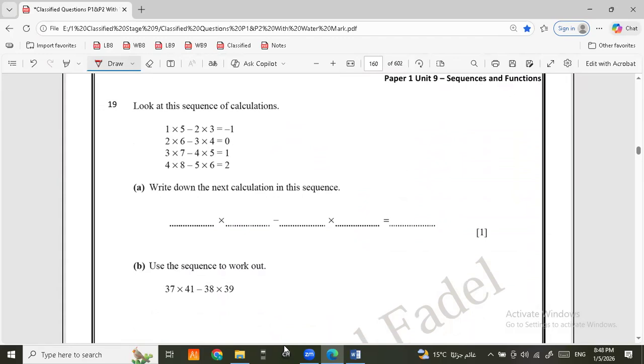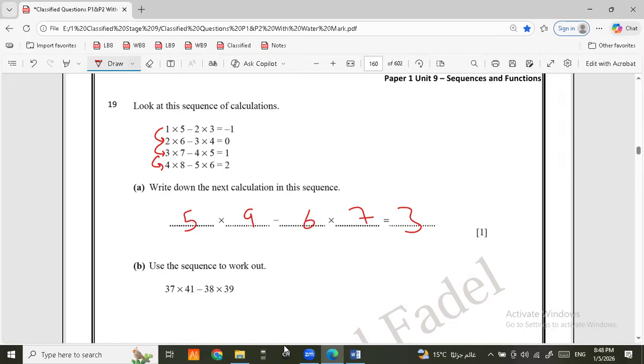This is similar to a previous question. I added here 1, then 1, 2, 3, 4. They want you to find the next calculation in the sequence, adding a 1 every time. 1, 2, 3, 4, then 5. 5, 6, 7, 8, 9. 2, 3, 4, 5, 6. 3, 4, 5, 6, 7. Negative 1 became 0, then 1, then 2, then 3. Use the sequence to work out 37 multiplied by 41 minus 38 times 39.